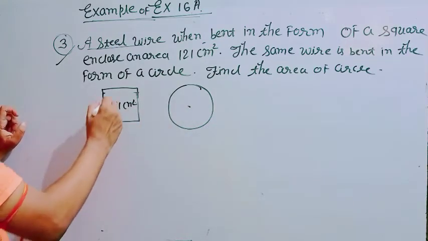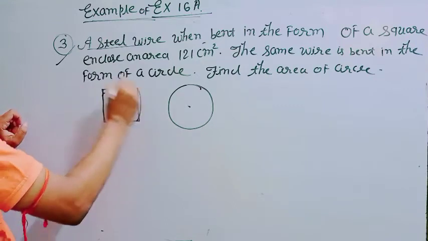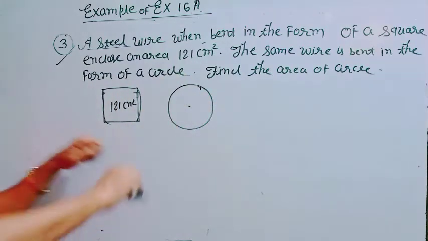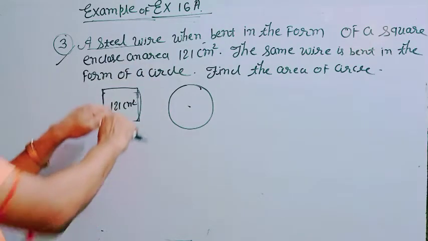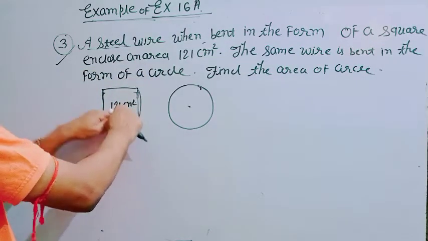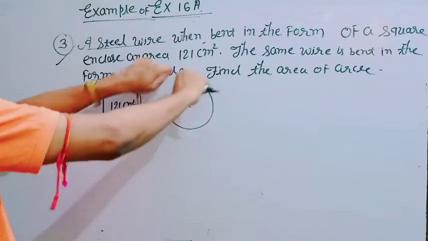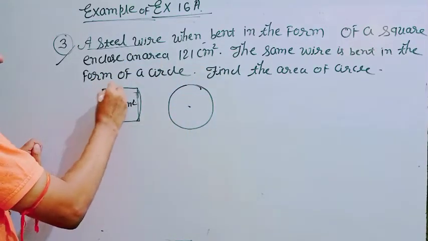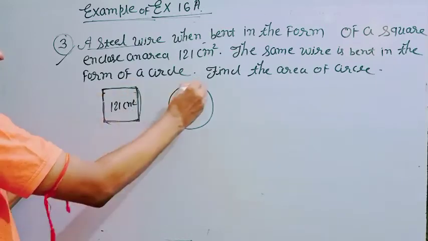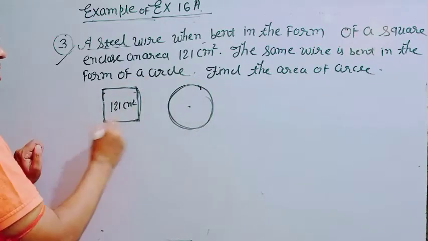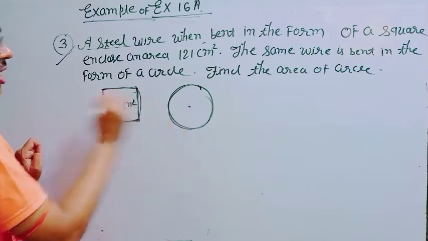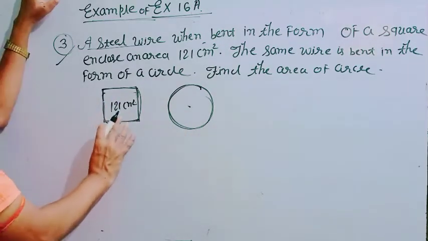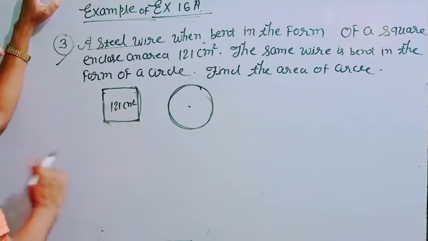It is only possible because the perimeter of the square is always equal to the circumference of the circle. When the wire is bent, it forms a square. Then the wire is removed and bent again into the form of a circle. It is clear that the outer length of the wire is equal in both cases. That means the circumference of the circle is equal to the perimeter of the square. So first we find the perimeter of the square.